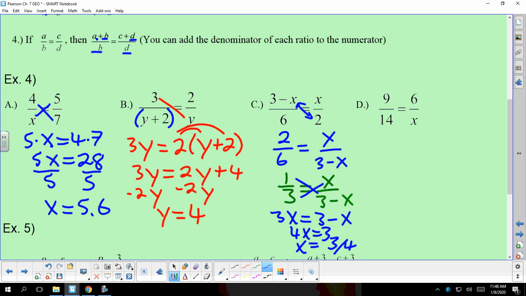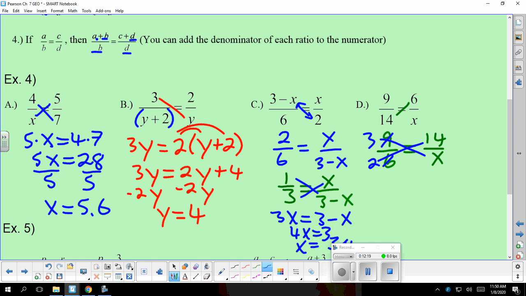Solve D. So for this one, I'm going to switch places with the 6 and the 14. We get 9 over 6 equals 14 over x. Now I can simplify this right here. Take a 3 out of both of those. Then cross multiply. So I get 3x equals 28. X equals 9 and a third. Or 9.3.